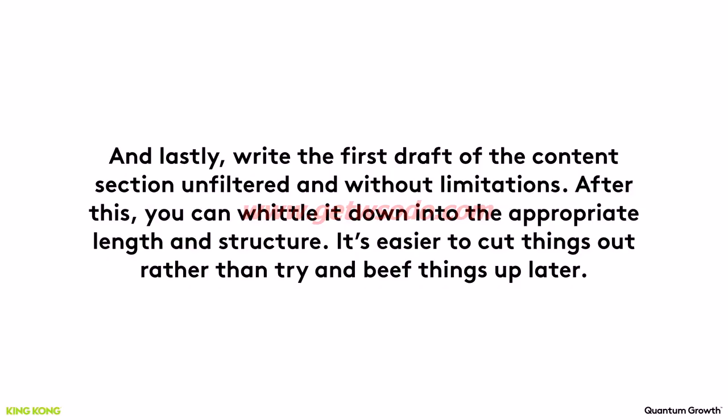And lastly, write the first draft of the content section unfiltered and without limitations. After this, you can whittle it down into the appropriate length and structure. It's easy to cut things out rather than try to beef things up later. So you want to do what we call the copy dump, and just dump out all of those ideas into the core element. And then the magic is really in the edit, when you edit it down and make sure that it's flowing smoothly, it's not too complex, and it's chunked down.